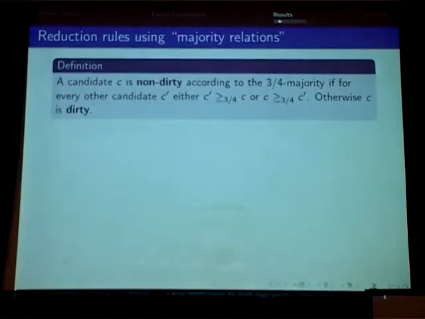Okay, and now we come to a more formal way of this. We say candidate C is non-dirty according to the three-quarter majority if it beats each other candidate in at least three-quarters of the votes, or the other candidate beats the candidate C in three-quarters of the votes. And otherwise, we say the candidate C is dirty. And such a pair that is not consistent with this condition is called a dirty pair.